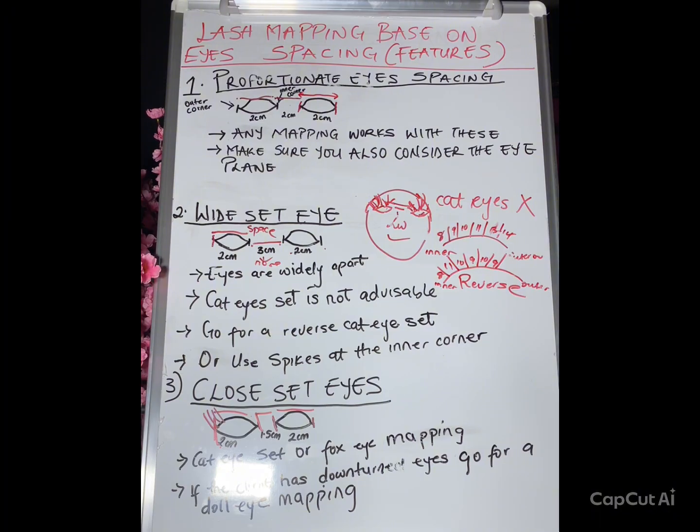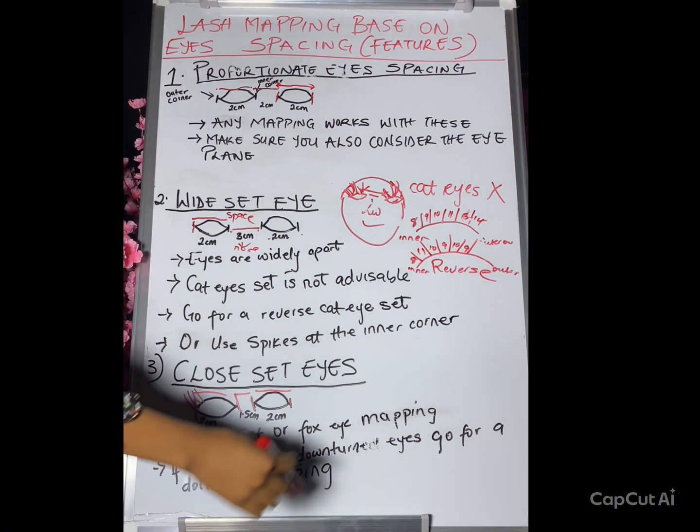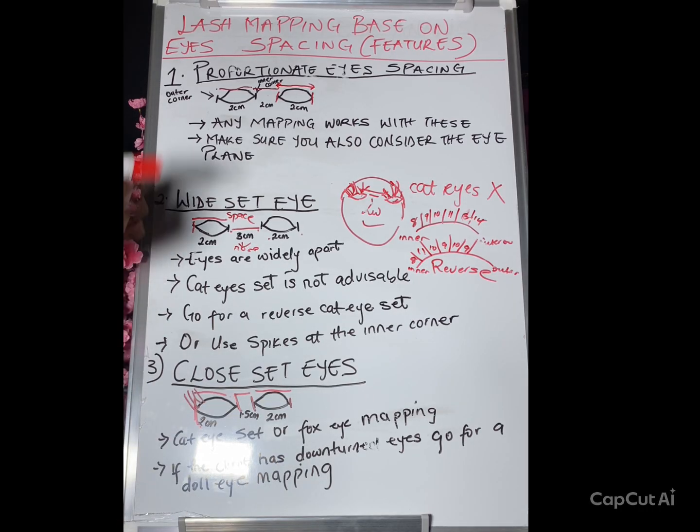The third one, close set eyes, where you go for a cat eye to elongate the eye shape. But if your client has downturned eyes, go for a fox eye mapping instead. When you're going for a fox eye mapping, be intentional at the inner corners of the eye so your client's eye won't look drooping. The best set for those kinds of eyes is actually doll eye mapping or open eye mapping. I hope this video was helpful.